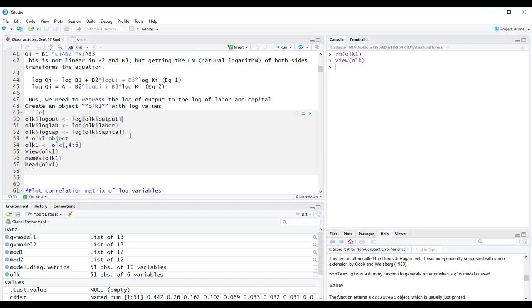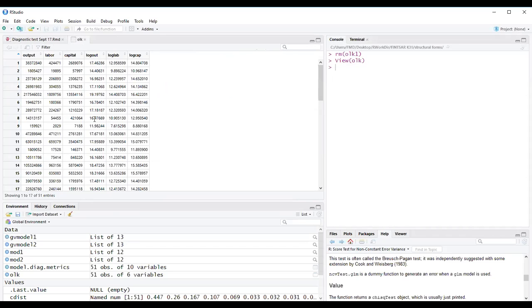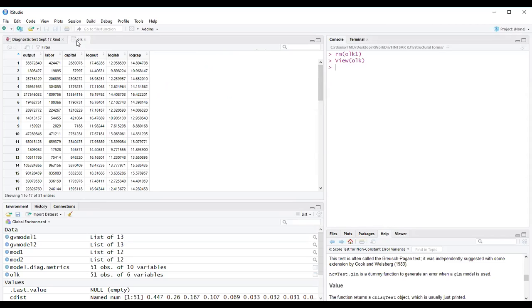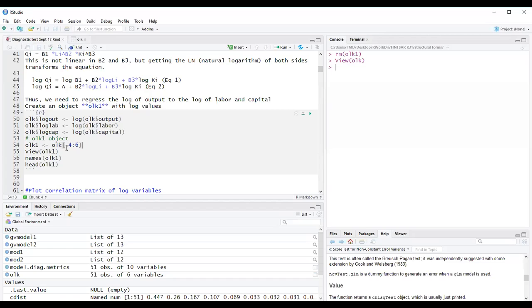Okay, so you know what's happening here, guys? If you run this, magiging ganito, no? Magkakaroon ng log output, log labor, log capital. And then, what I want is just create another object, OLK1. So si OLK1, ang laman niya, yung OLK na 4 to 6 column lang. So, ang matitira lang yung log output, log labor, log capital. Matatanggal yung first 3. I hope you understand this, guys. Clear?